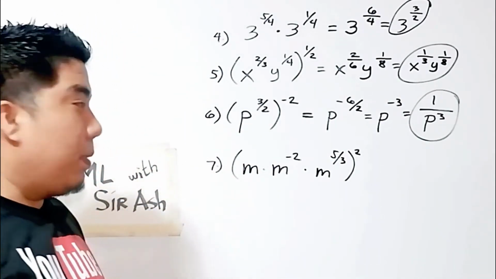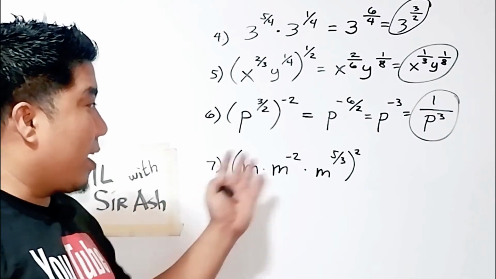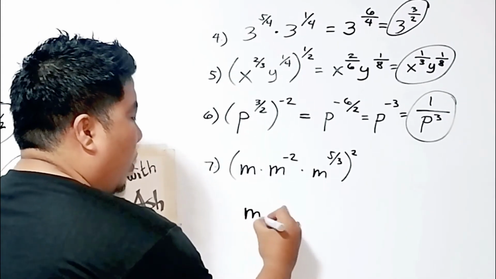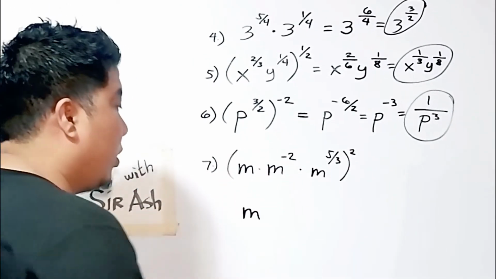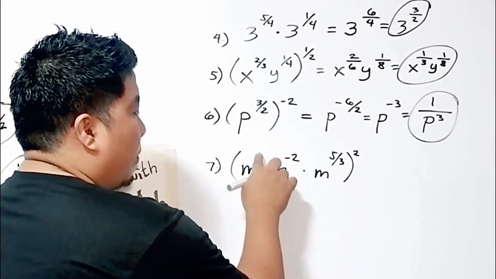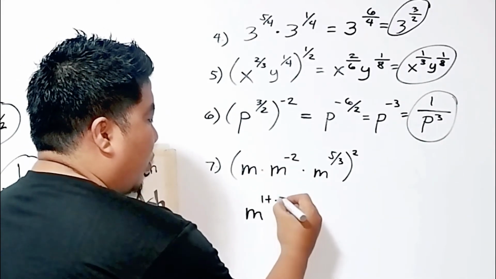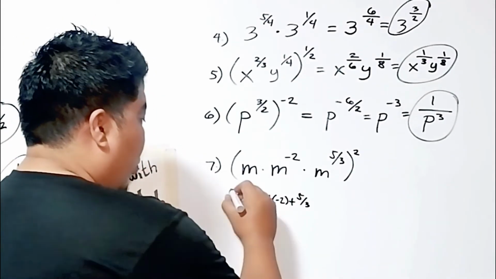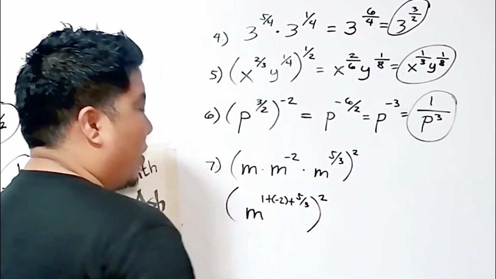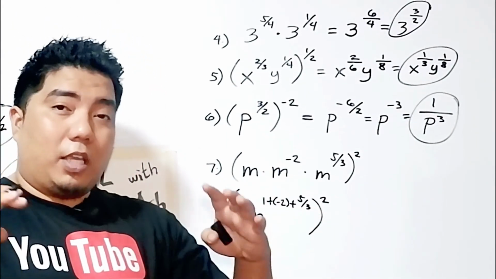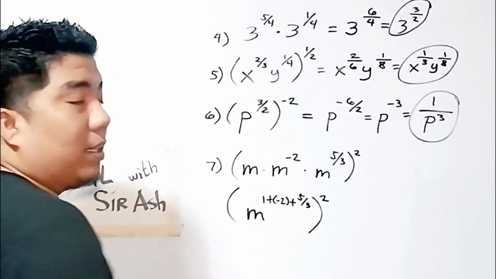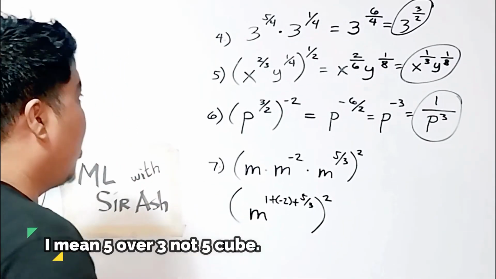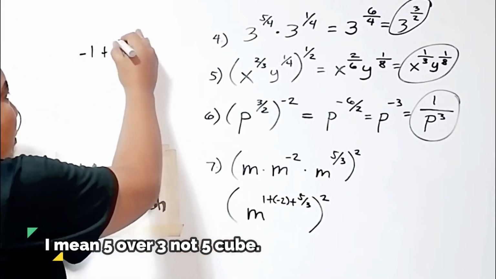Easy, right? And now, last but not the least, is this one. What can we do if we encounter this kind of problem? So since this has the same base, remember in the product rule, you just copy the base and then you add the exponents. So that is 1, because there is an invisible 1 here, plus negative 2, plus 5 cubed, to the power of 2. Okay. Now, I will solve first the expression in the quantity. So 1 plus negative 2, that will give me negative 1. Negative 1 plus 5 cubed.